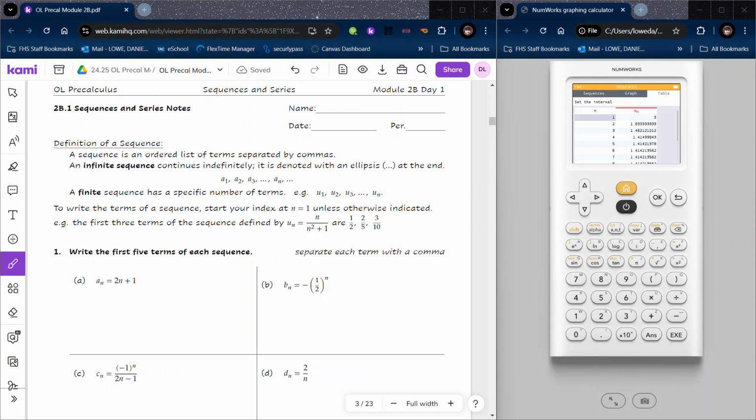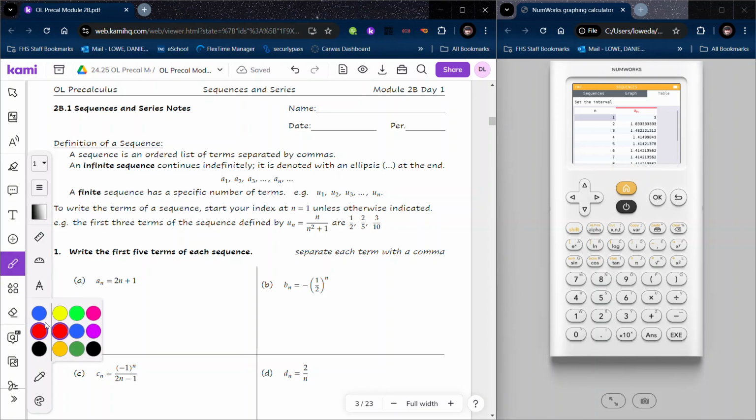Let's look at some introduction to sequences and series. This happens to be module 2B day 1 for the students that are sitting this class.